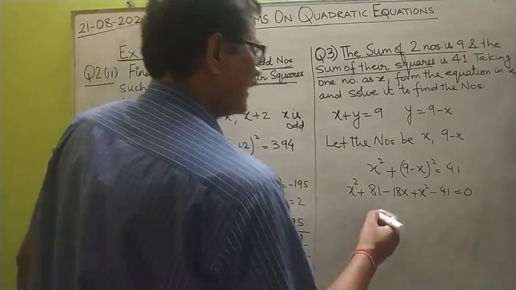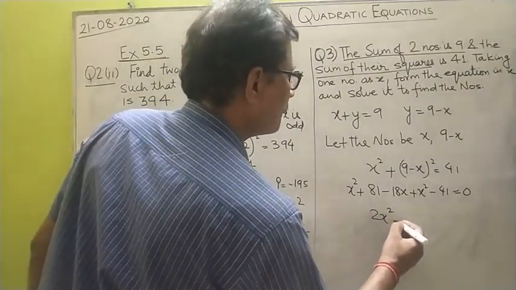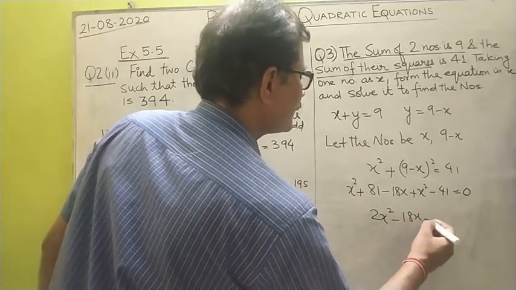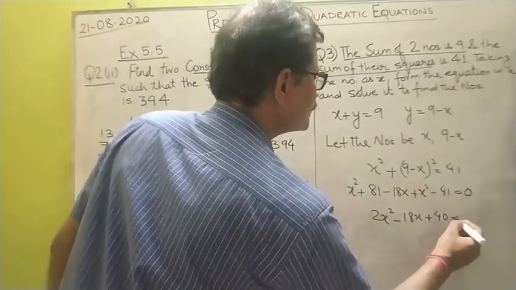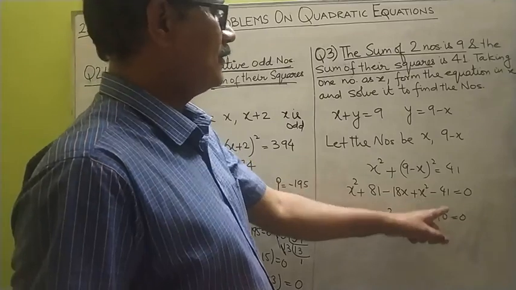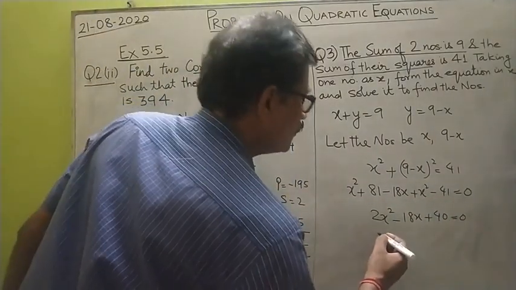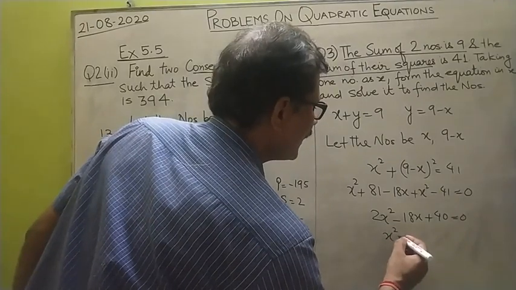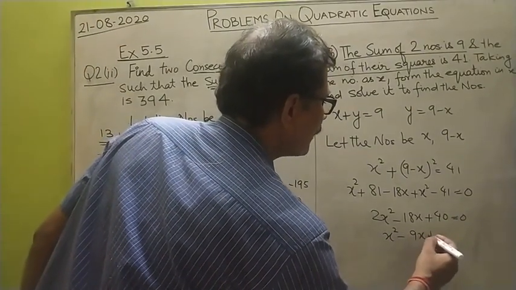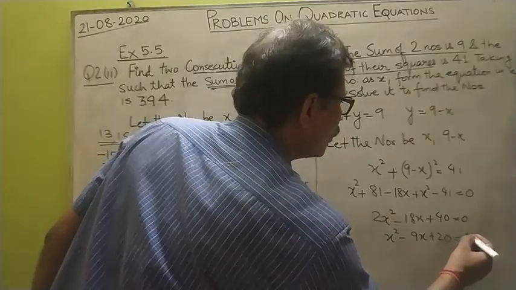Now when I simplify, I get 2x square minus 18x plus 40 is equal to 0. Plus 81 minus 41 is plus 40. I see that 2 is a factor of this equation, so I divide the equation by 2. I get x square minus 9x plus 20 is equal to 0.